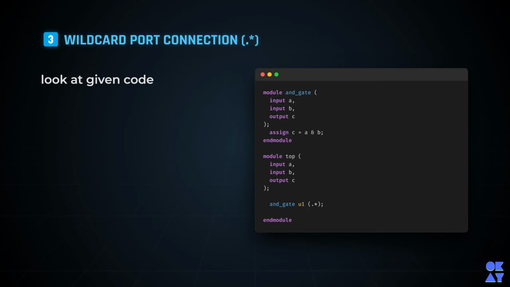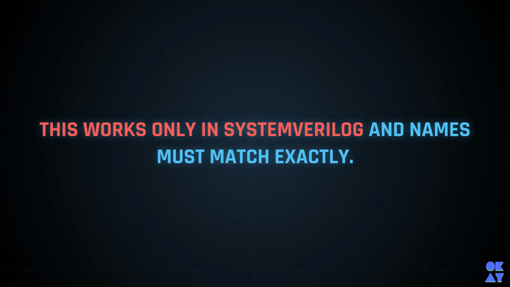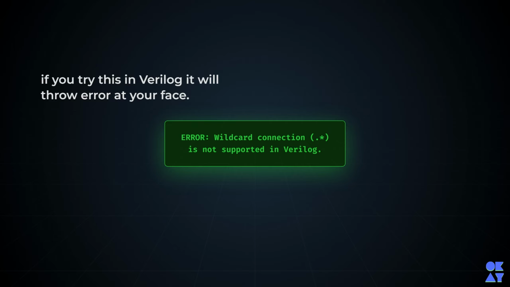Example, look at the given code. Port A of the AND gate connects to port A of top. Port B of the AND gate connects to port B of top. Port C of the AND gate connects to port C of top. Automatically, no need to write each connection. Important, it works only in SystemVerilog and names must match exactly. If you try this in Verilog, it will throw an error in your face.